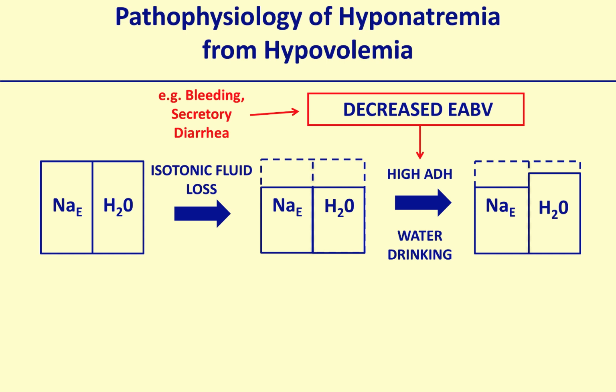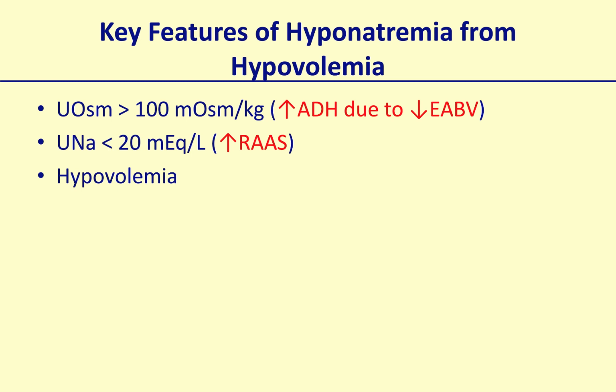All right. Now, what are the key features of hyponatremia from hypovolemia? First of all, because your effective blood volume is reduced, your ADH is activated, and your urine osmolarity is going to be higher than 100. Now, because your RAS system is also active, since the patient is volume depleted, the kidneys are going to hold onto sodium, and that will make the urine sodium concentration low, usually less than 20. And clinically, the patient will be hypovolemic, right? As you know, there will be hypotension, tachycardia, flat jugular veins, etc.